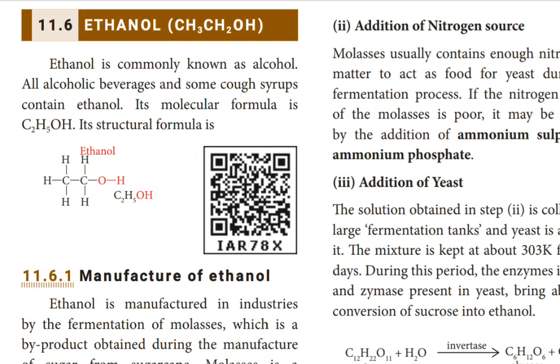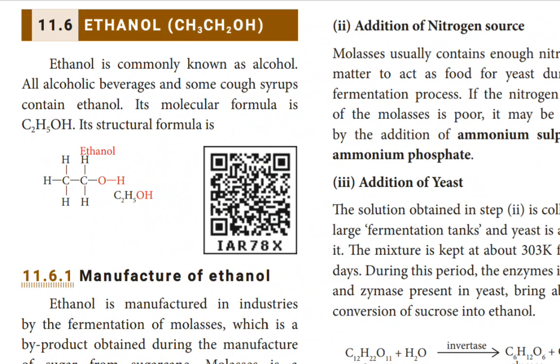I am going to write the structural form. See, CH3CH2OH is the expanded form. The first carbon is surrounded by 3 hydrogen. The second carbon is bonded with 2 hydrogen. Then oxygen and hydrogen, that is the hydroxyl group. So CH3CH2OH is the formula of ethanol. Also we can write it in another form, C2H5OH.